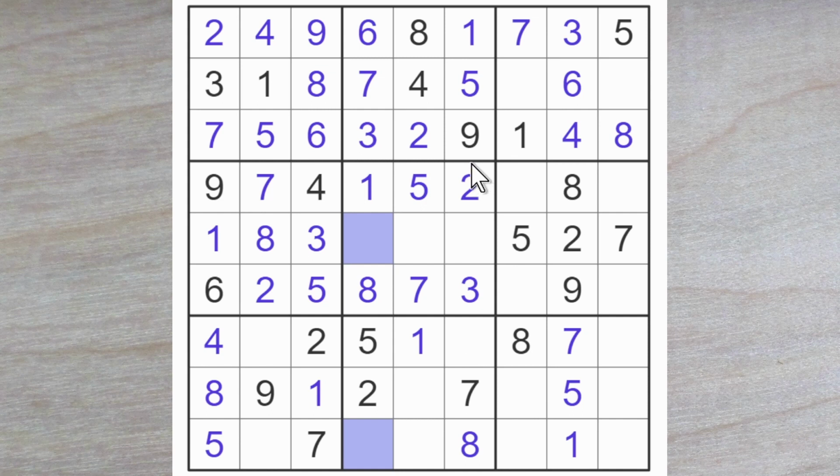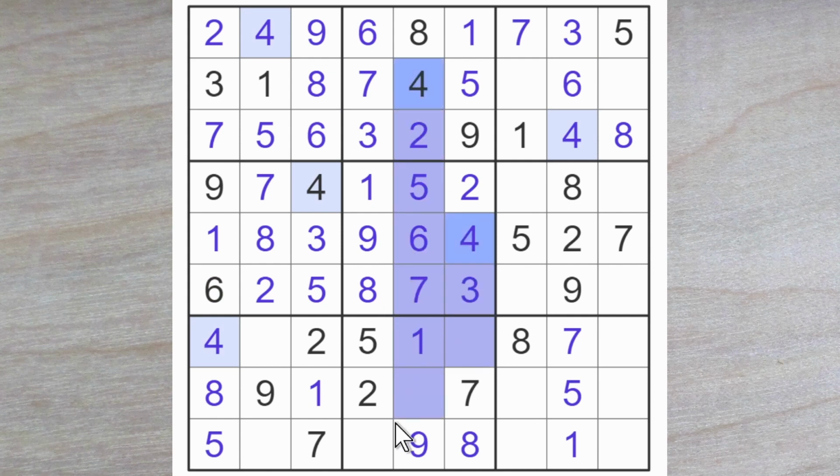However, the 9 blocks down here, the 9 blocks over, so here is a 9. The 9 blocks up here, the 9 goes down here, so this is a 9. The 4 blocks here, so that is our 6, and this must be the 4. 4 blocks down, 4 blocks down, 4 goes here.